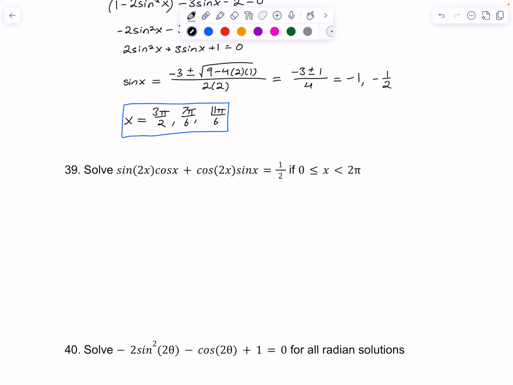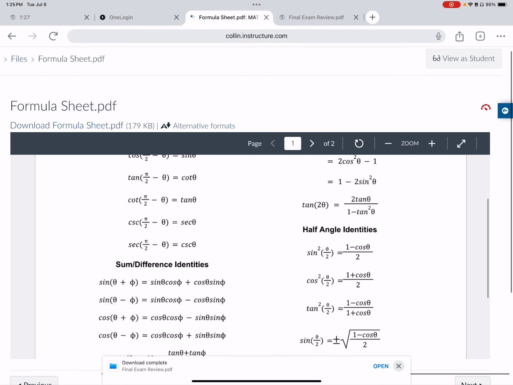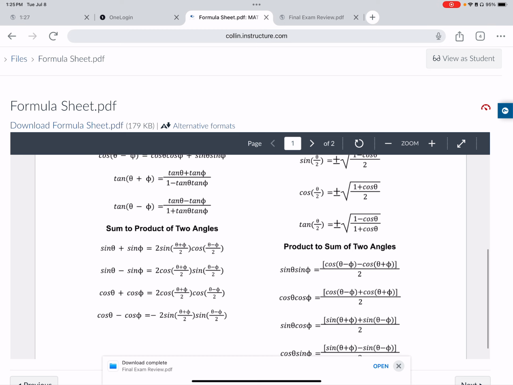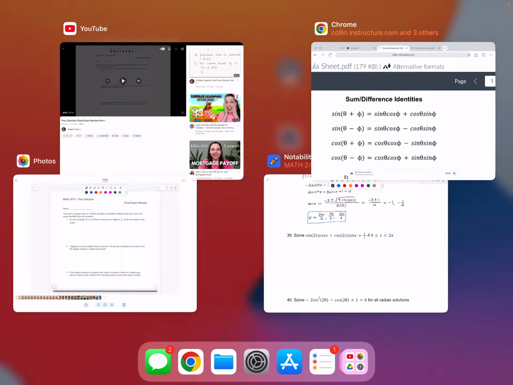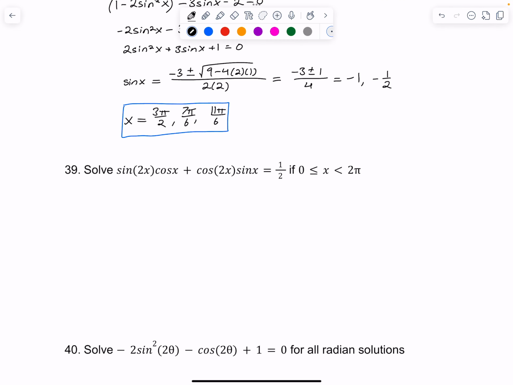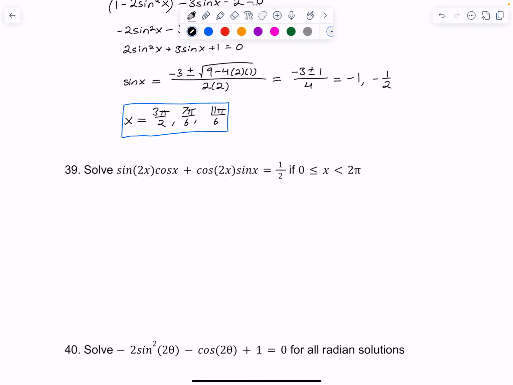Okay, number 39 gives us sine 2x cosine x plus cosine 2x sine x equals a half. As it is written, it is going to be pretty nasty to handle. So I want to look for some substitution that I can make. So let's see. If I go back to my formula sheet, I've got a sine cosine plus cosine sine. Let's see where that is. Ah, there it is. Sine cosine plus cosine sine. Is that what I have? Yes, sine cosine plus cosine sine. That is equal to sine of the two angles added. So if I put this together, this is the same as sine of 2x plus x according to my formula sheet.